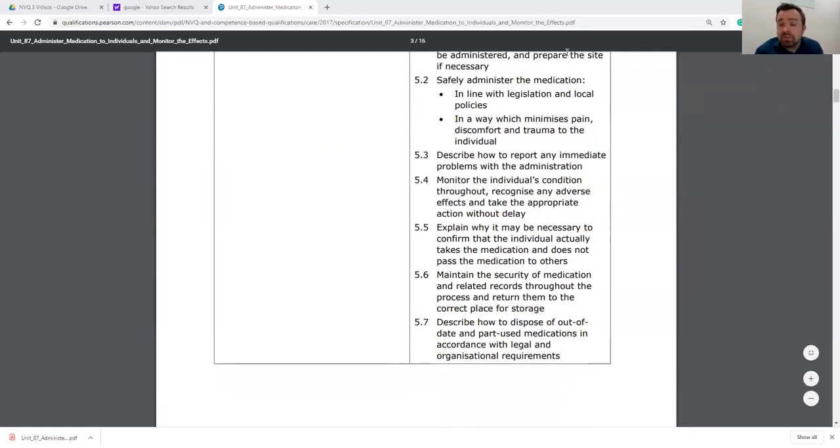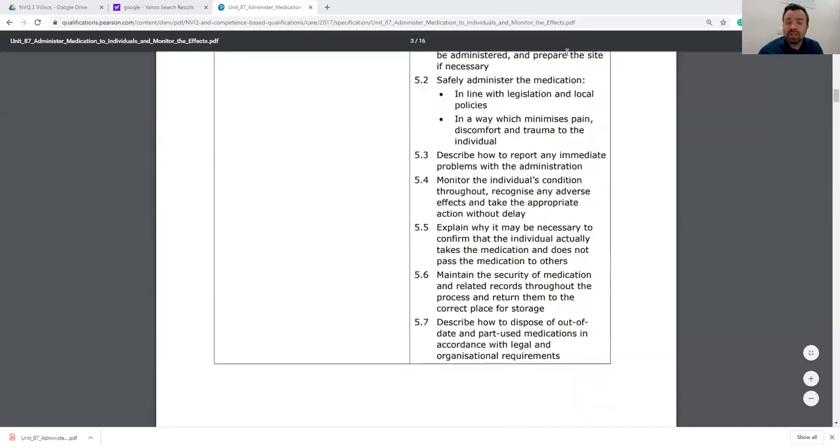You should be able to describe how to report immediate problems. So if you did see any adverse reactions, what would you do? Hopefully you'd go to first aid principles. But again, you would report things on the MAR charts and or to your line manager.